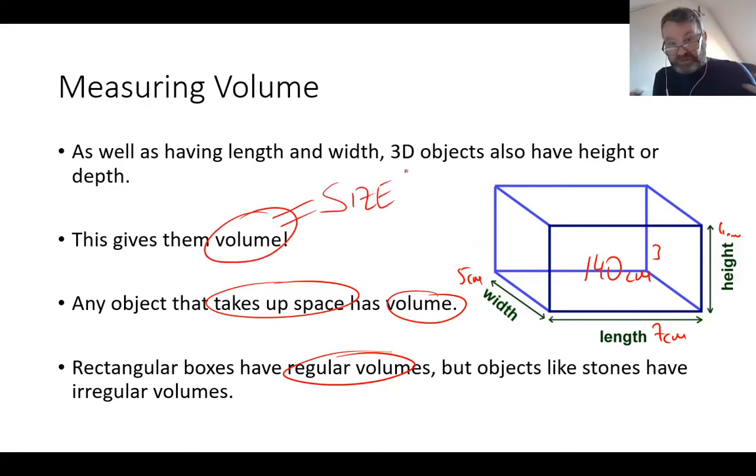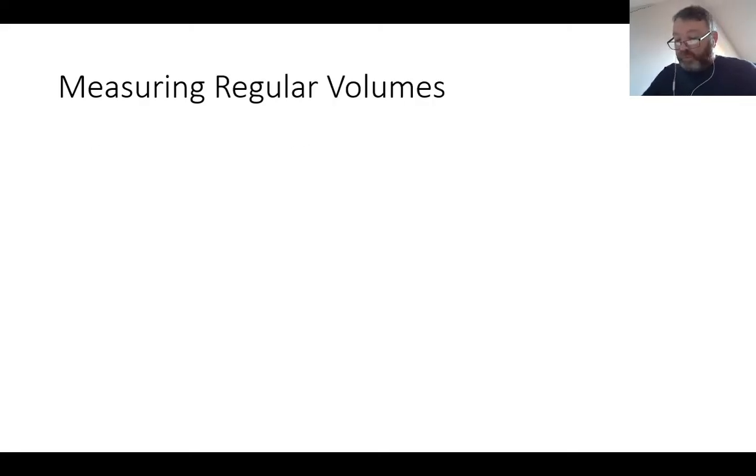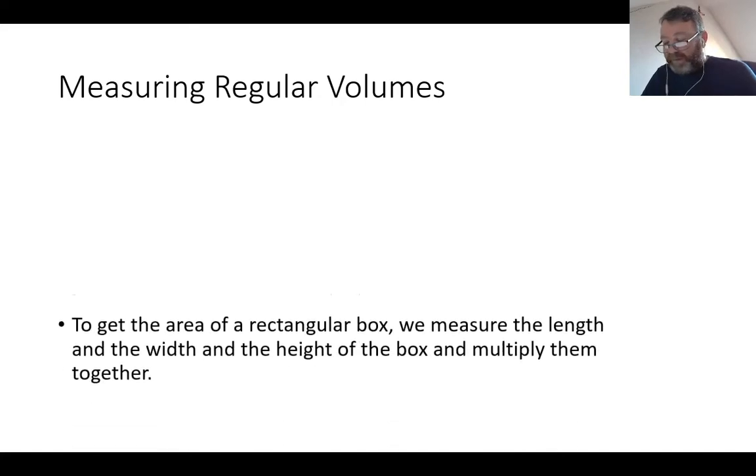Anything that has size is volume. So if I want to get the volume of that box, it's the length, 7, multiplied by the width, 5, multiplied by the height, 4, which is 140 centimeters cubed. Okay, so let's stick with the regular volumes for a while.